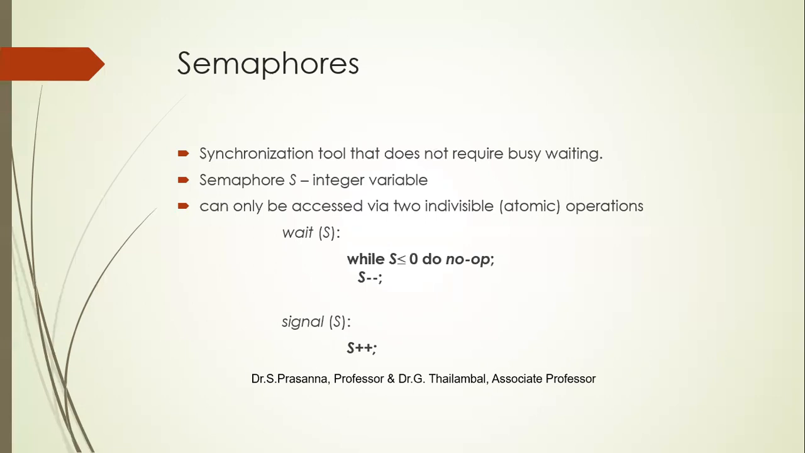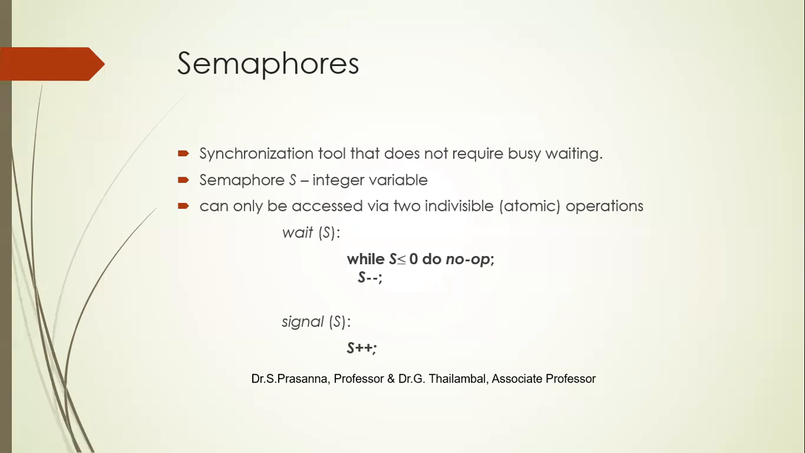S is the semaphore used in the atomic operations wait(S). When one process has received the wait(S), the other process which is requesting that semaphore will wait until this process gets completed. So while S is less than or equal to 0, that means no process is available, do no operation. When a process gets the semaphore variable, do the process and decrement the S value.